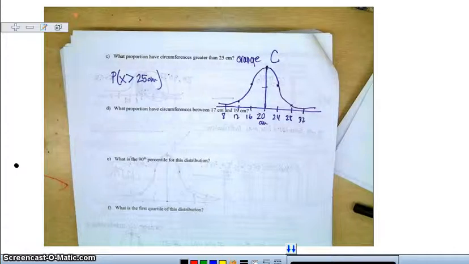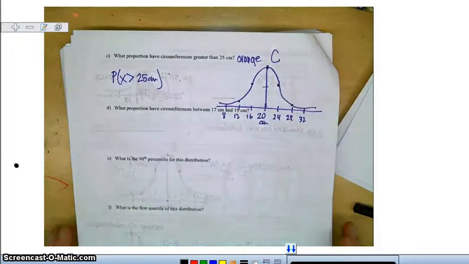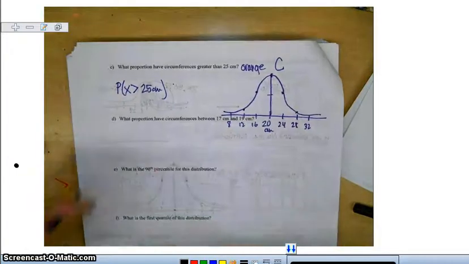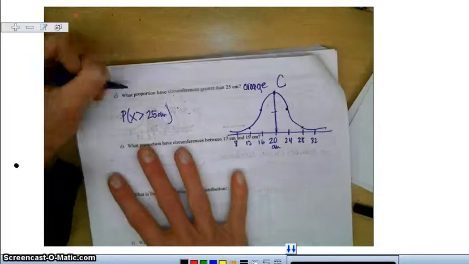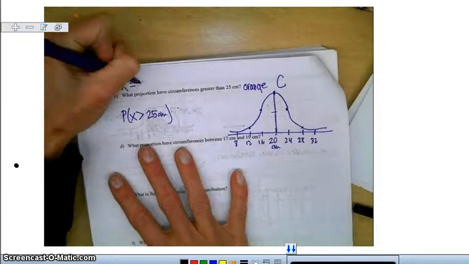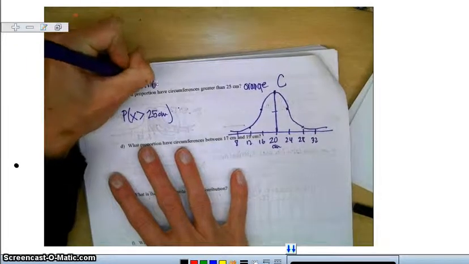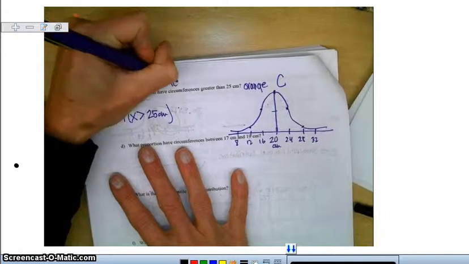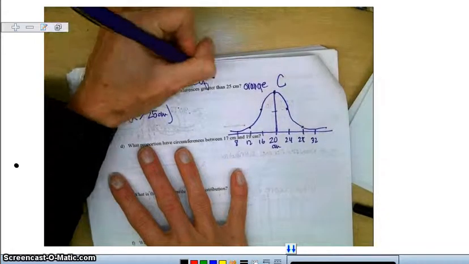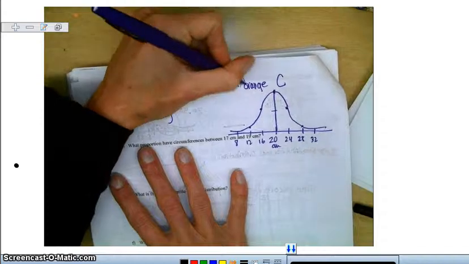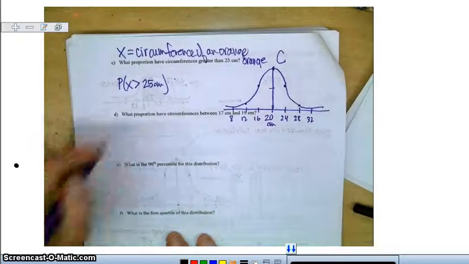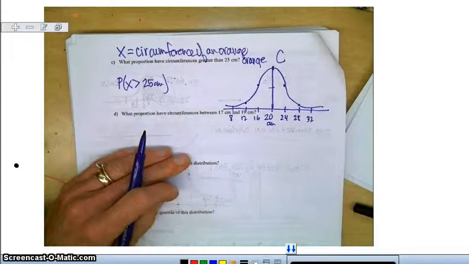Okay, so now what we want to know is what is the proportion that are greater than 25. So the best way to start these problems is to say, what's my variable? What's x? X is the circumference of any given orange. We're going to randomly select an orange, and what is the probability that it is greater than 25 centimeters?